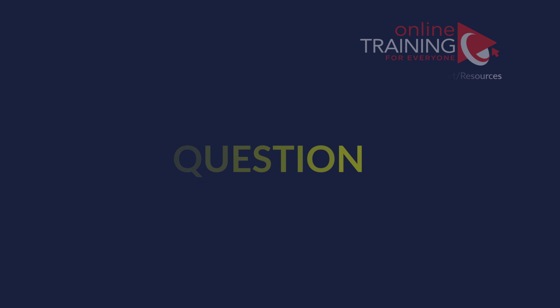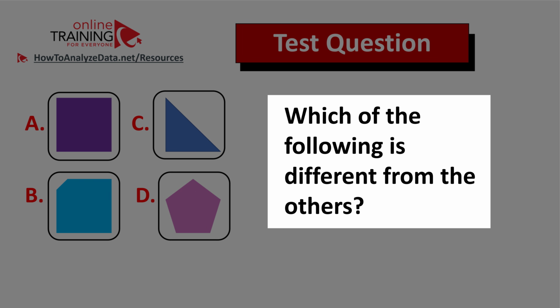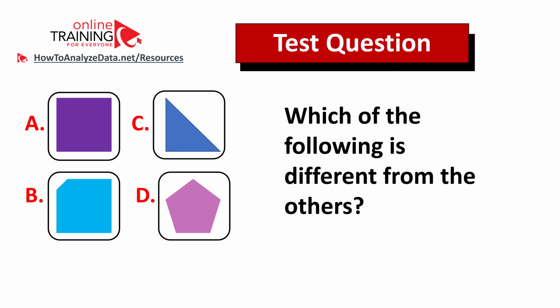Let's look at the interesting question which was designed to mislead you. Which of the following is different from the others? And you're presented with 4 different shapes. Choices A, B, C, and D. Do you see the answer? Please take a closer look, maybe pause this video to see if you can come up with the answer on your own.